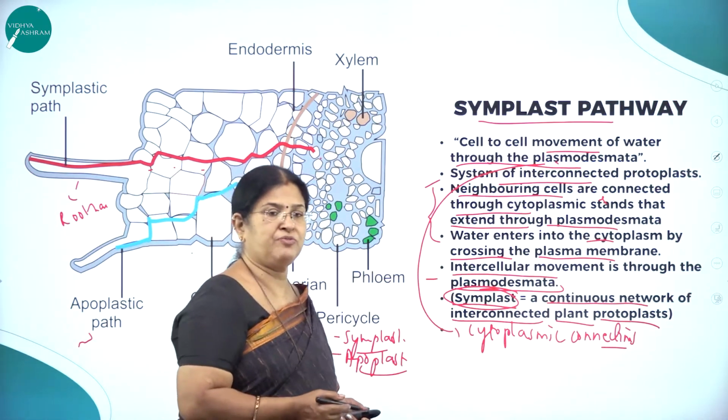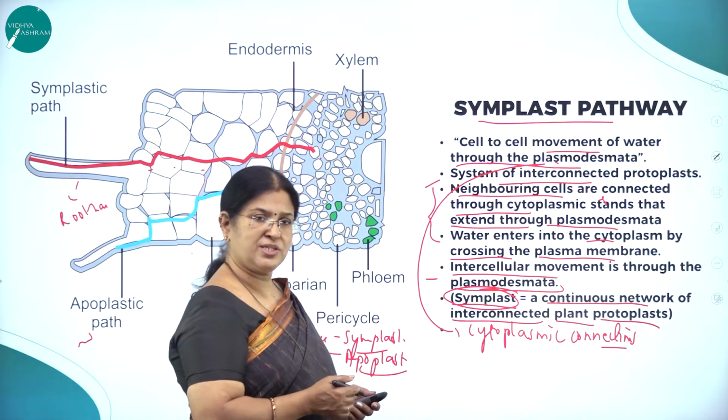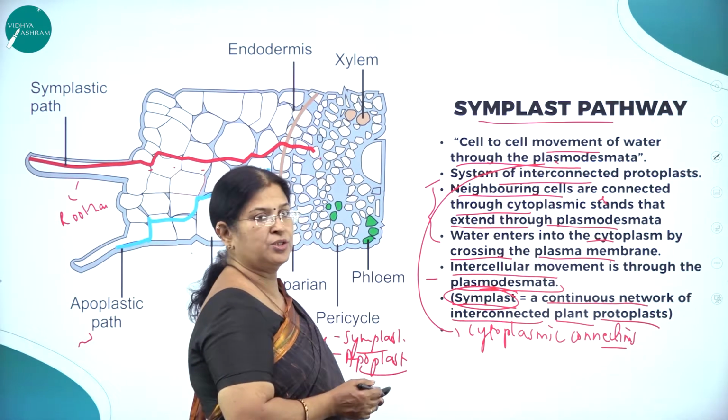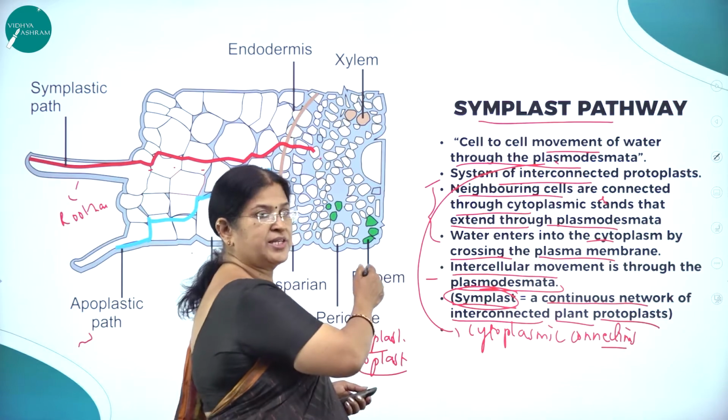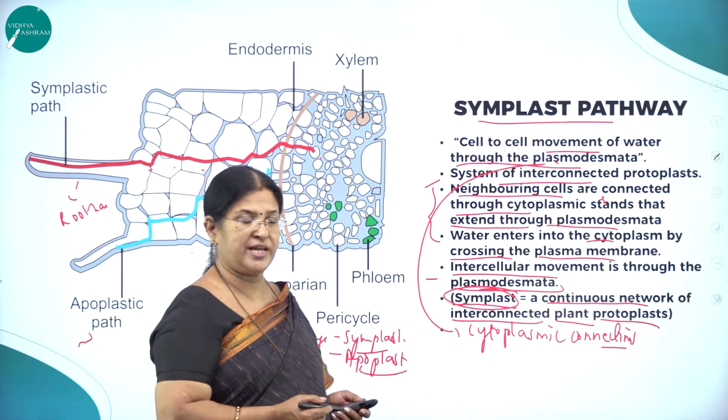So what are the two pathways for the transport in plants? One is called the apoplast pathway and the other one is called symplast pathway. What is symplast pathway? Cell-to-cell movement of water through the plasmodesmata. Here you can see in the beautiful picture how the symplast pathway for transport in plants takes place.